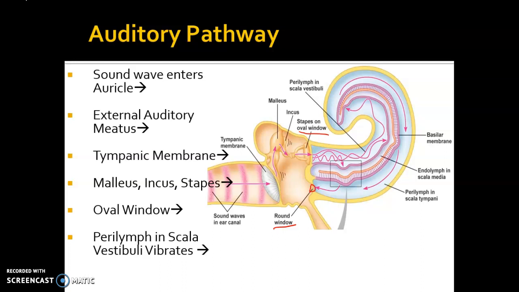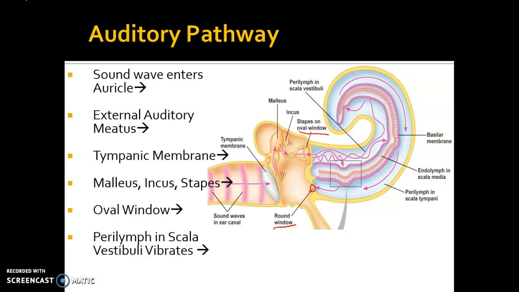pink arrow. The sound waves hit the tympanic membrane as shown here, and as the sound waves hit the tympanic membrane, it starts to vibrate. In turn, the three ear ossicles, the malleus, incus, and stapes, start to vibrate as well, and that amplifies the sound waves. The stapes also vibrates, obviously, and it moves or vibrates against the oval window.